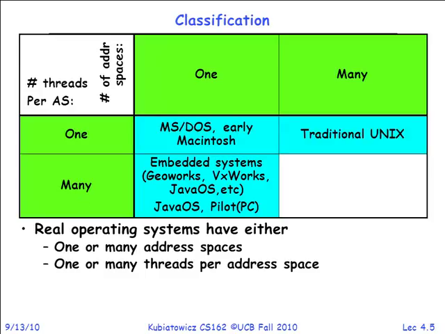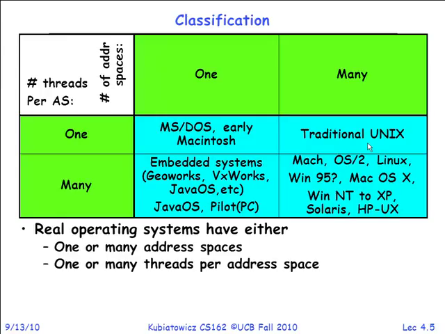Traditional Unix is, of course, over here. Here's the heavyweight process with one thread per address space and one thread per process and many of them. And then kind of modern systems are down in this corner with many threads and many address spaces. Okay, any questions on that? All right.